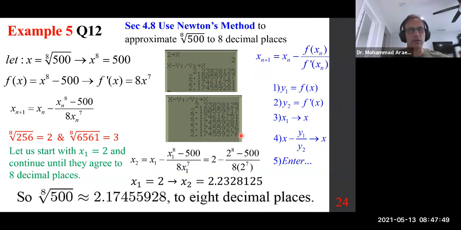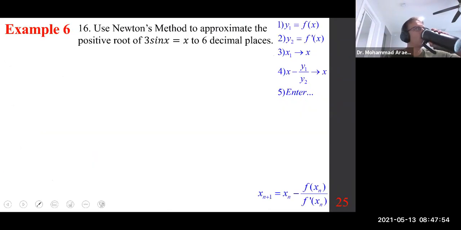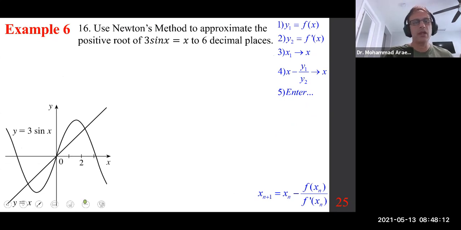A quick example of another example of Newton's method is as follows. You want to use Newton's method to approximate the positive root of 3 sine x equals x to 6 decimals. And again, for a case like this, you could guesstimate, but they want you to start with the graph to have an idea what we want. There are 2 points, but we want the positive root. Okay, so these are the roots of intersections, by the way.